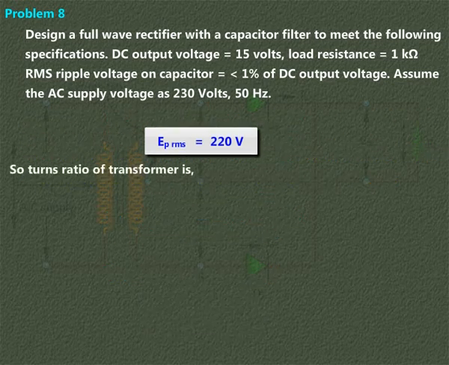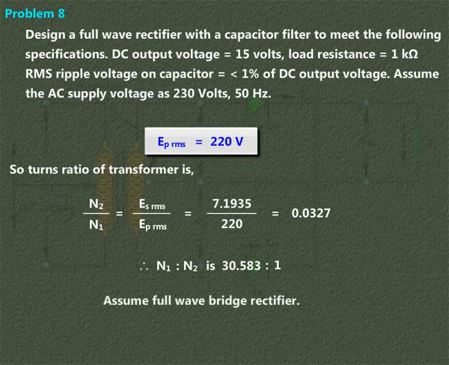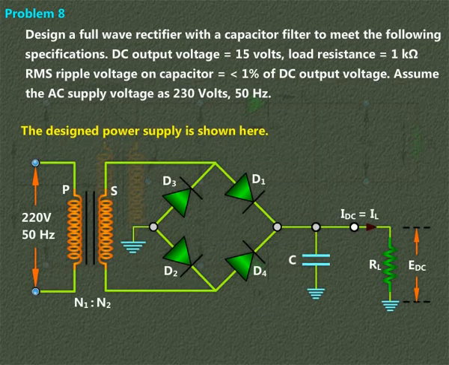So, turns ratio of transformer is N2 by N1 is equal to ES RMS by EPRMS is equal to 7.1935 by 220, which is equal to 0.0327. Therefore, N1:N2 is 30.583:1. Assume full wave bridge rectifier. The designed power supply is shown here.